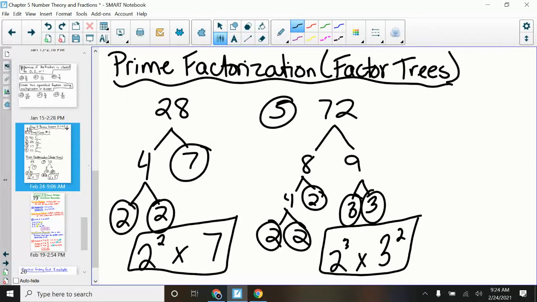Let me see. So your trees look good, okay? So the only thing that happened here was with your exponents. You had a 2. How many 2s are on the tree? So that's why that exponent should be a 3. And then how many 3s? So then that one should have 2. Okay. All right. So how do y'all feel with factor trees?